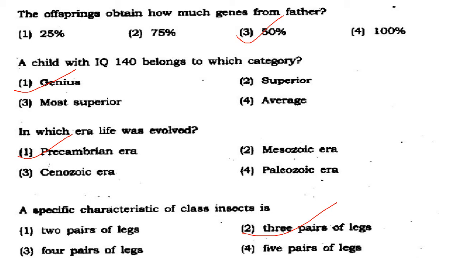A specific characteristic of class Insecta is? Option 1 2 pair of legs, option 2 3 pair of legs, option 3 4 pair of legs, and option 4 5 pair of legs. Answer is option 2, 3 pair of legs.